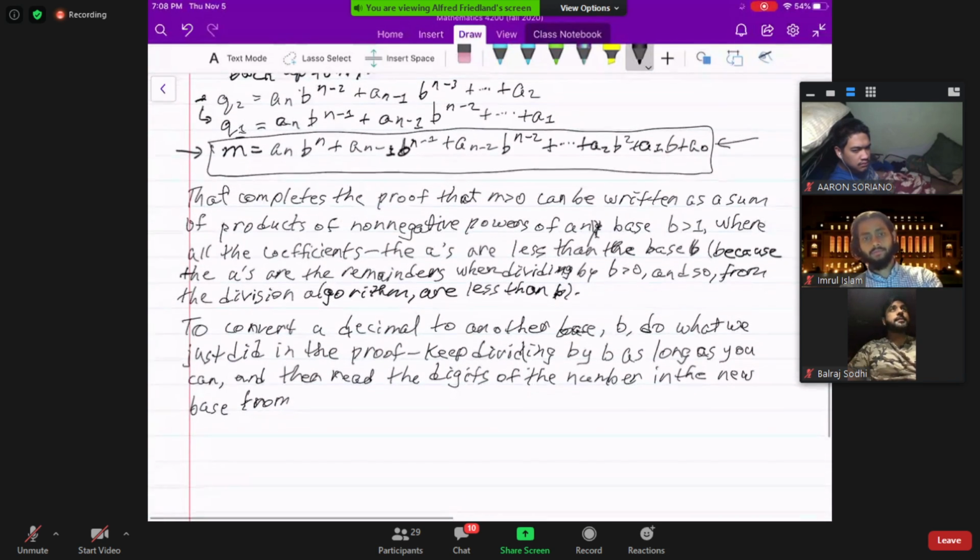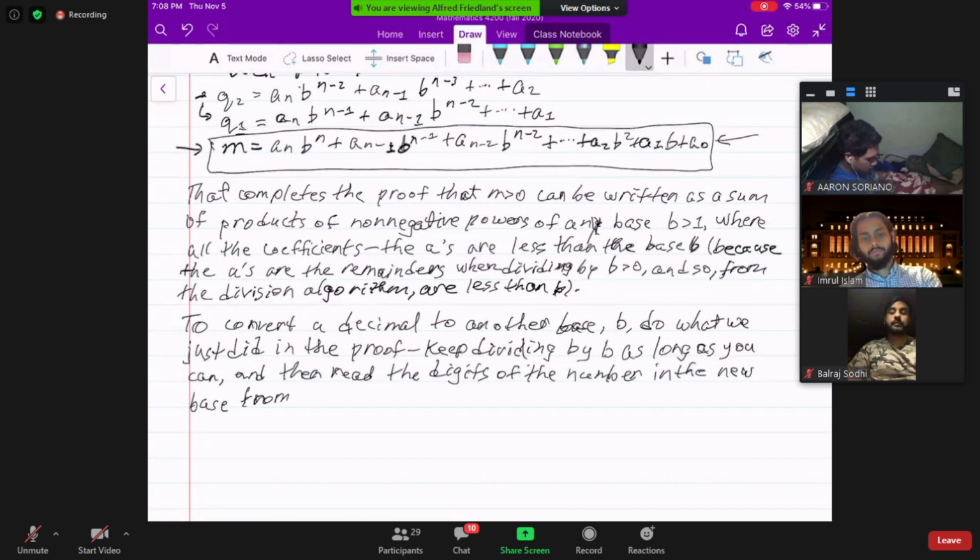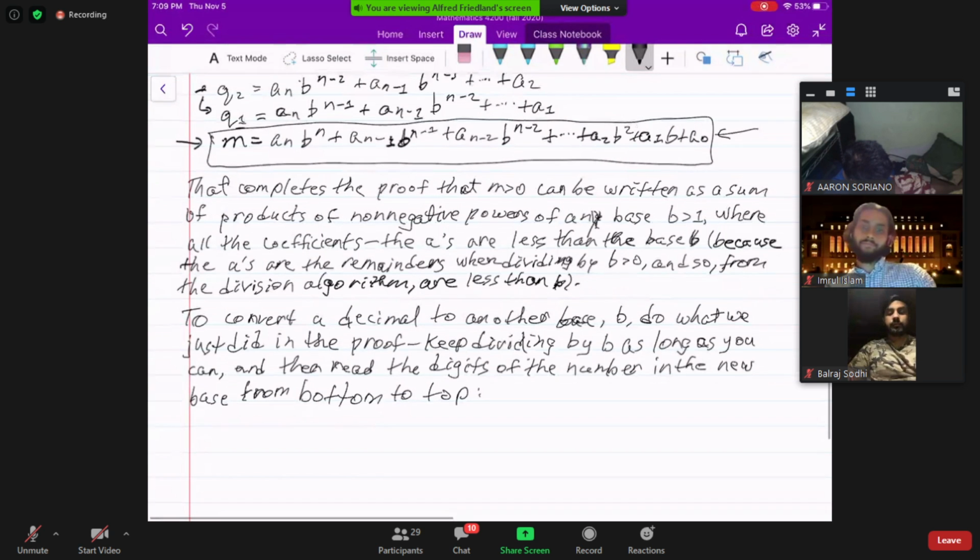So to convert a decimal to another base b, do what we just did in the proof. Keep dividing by b as long as you can, and then read the digits of the number in the new base from bottom to top. So let's just conclude with a couple little examples.